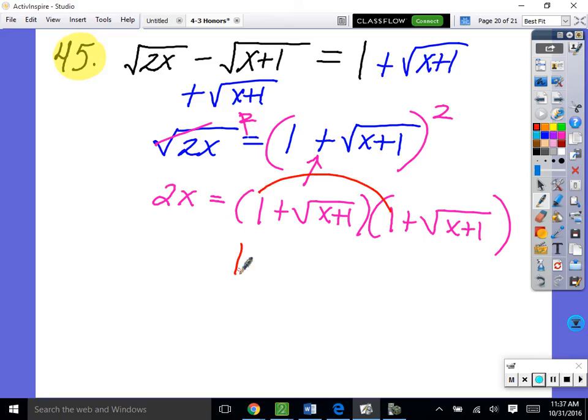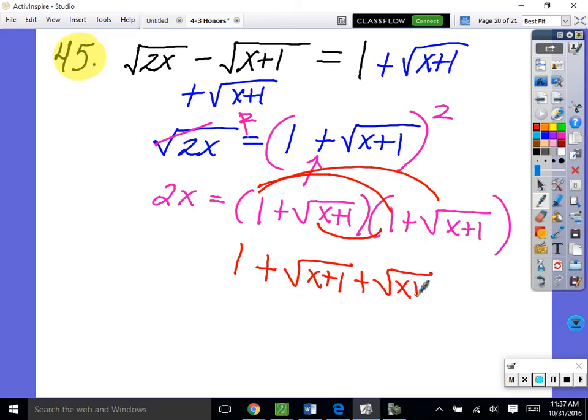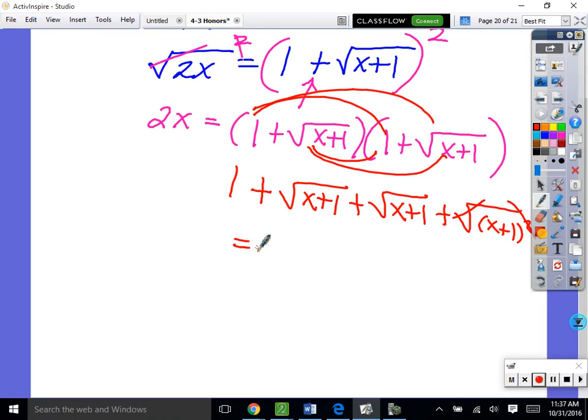1 times 1 is 1, right? This one's kind of advanced. 1 times that is that, so plus the square root of x plus 1. And then that times 1 is itself, so we have plus the square root of x plus 1, right? And then don't we have times the positive square root of x plus 1 squared? We have it twice. So root cancels out with power, right? On that piece. So over here, I'm just going to keep simplifying this side.